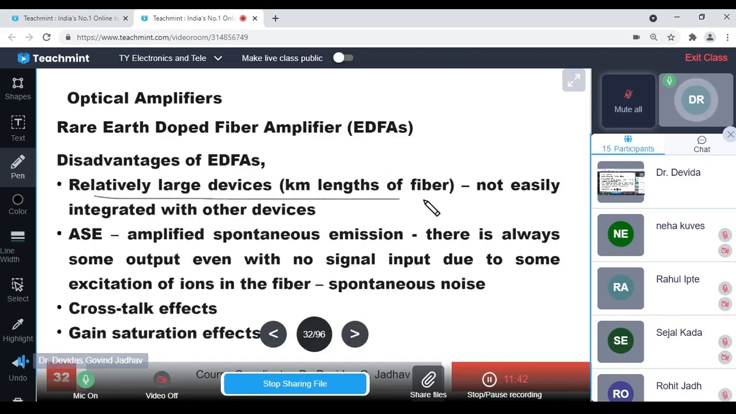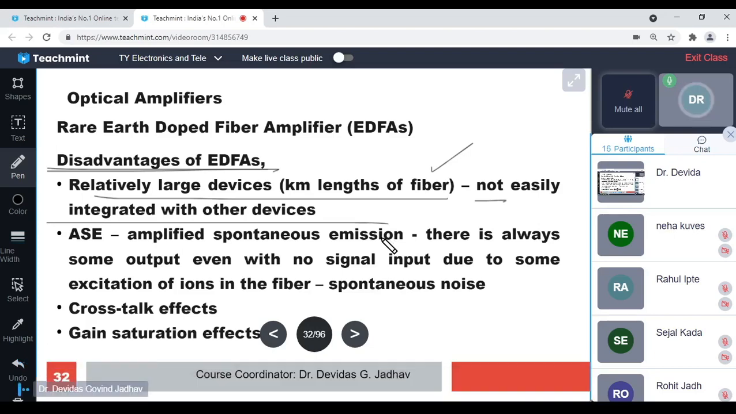Relatively large devices, kilometer length of fiber is required. This is the disadvantage of EDFA, and it is not easily integrated with other devices. This is also a disadvantage of SOA, which is the same as that of EDFA. But SOA is a very compact device and its size is very miniaturized, micrometric scale, and that's why it is compatible with the optical system, but EDFA is a relatively large device, as kilometer length fiber is required.